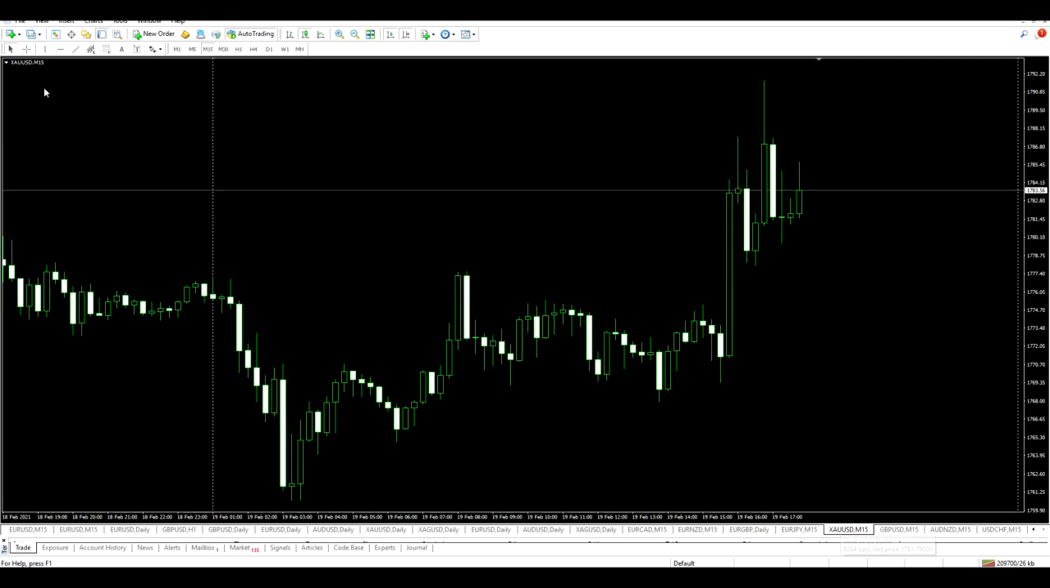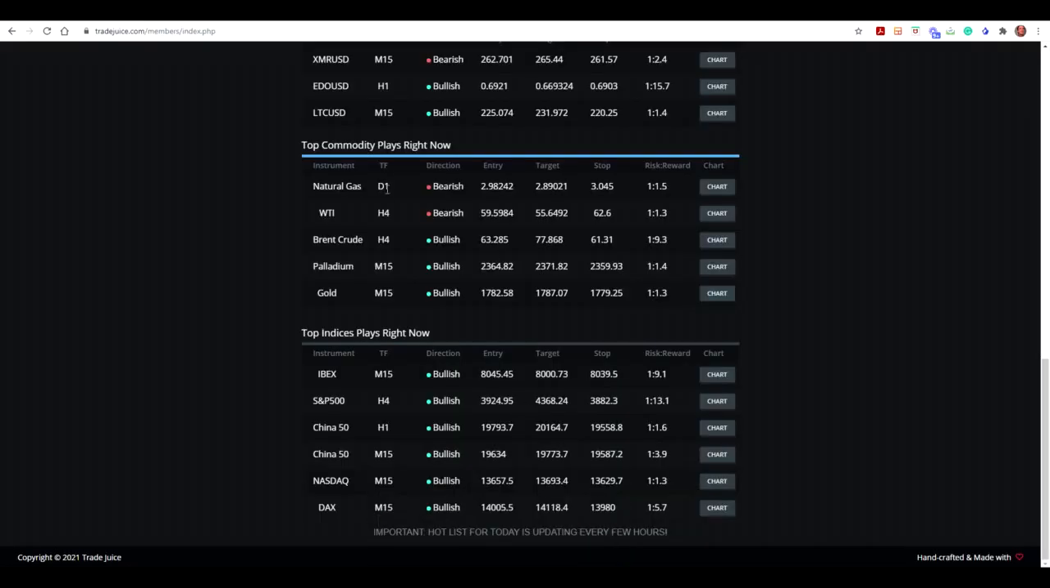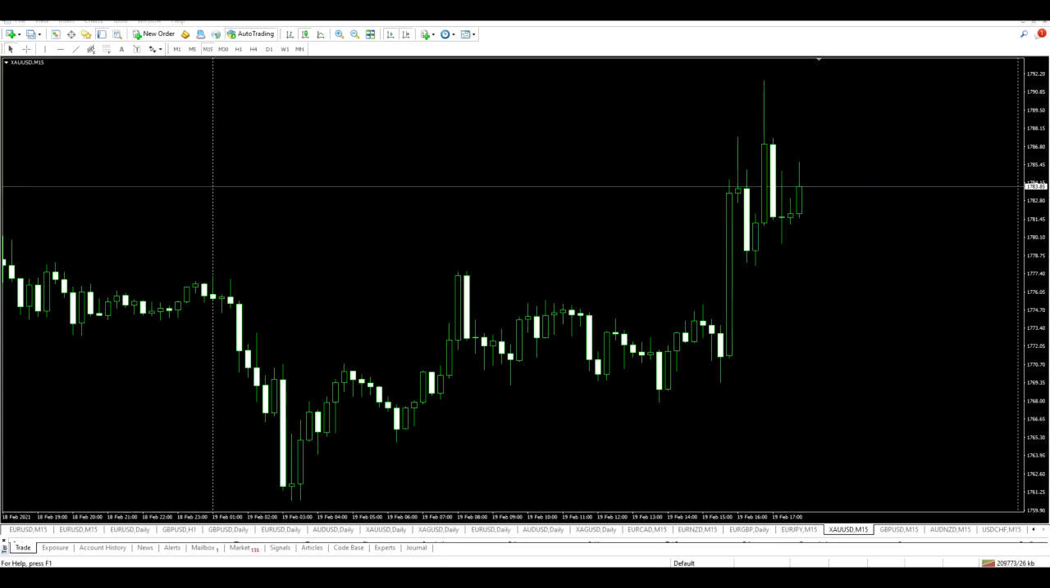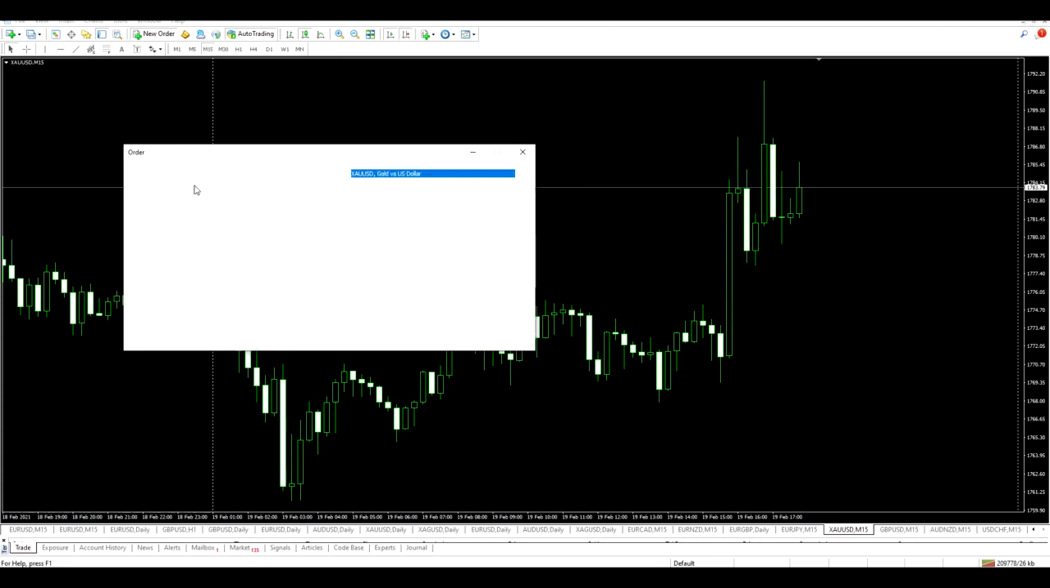Okay guys, I'm on my gold USD chart, 15 minutes. And the reason I'm on here again is because I've got an alert that on gold, I can go bullish on the 15-minute chart. And my entry is just where the chart is at now. So what I'm going to do is I'm going to enter this trade, buy trade, and here we go.